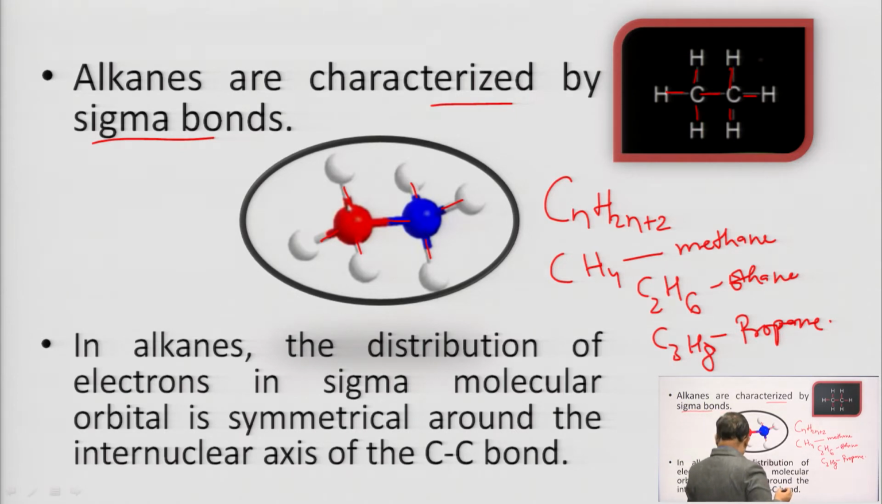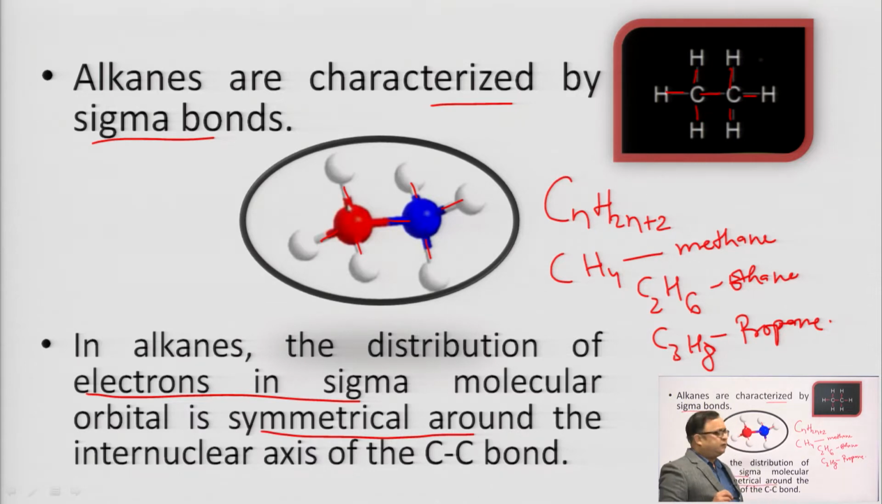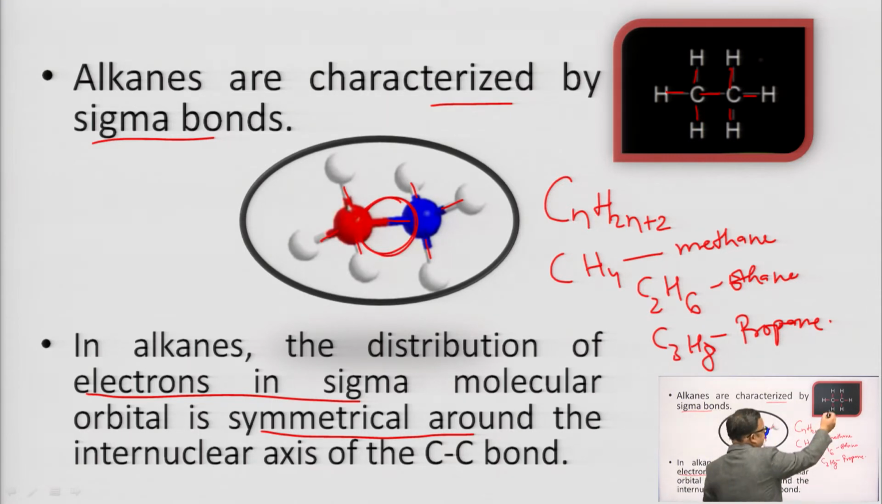Now, what is the characteristic of this sigma bond? The electrons are symmetrically distributed. Sigma bonds have a symmetric distribution of electrons around the internuclear axis, here the C-C bond. Here the electrons are symmetrically distributed, and here the electrons are symmetrically distributed. So, alkanes are characterized by sigma bonds, and sigma bonds are known for the symmetric distribution of electrons.